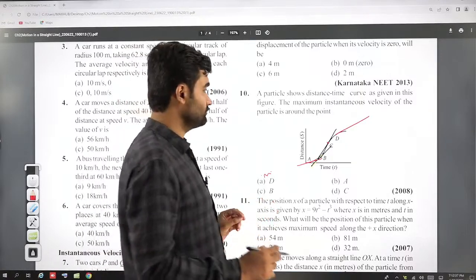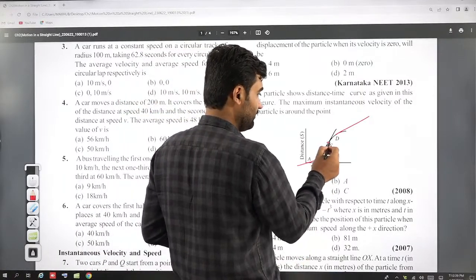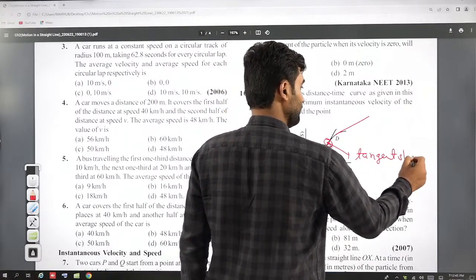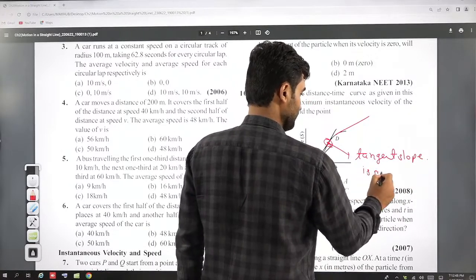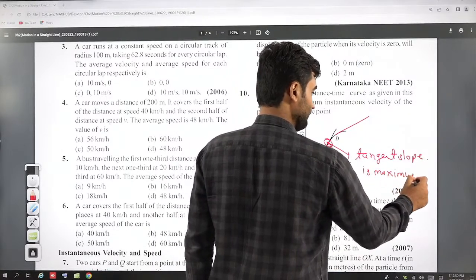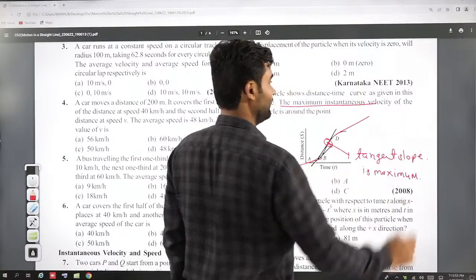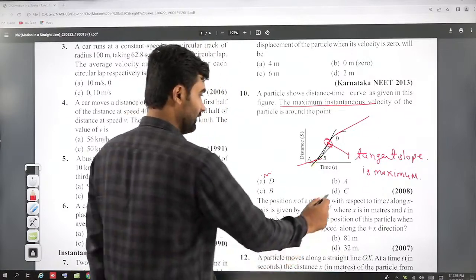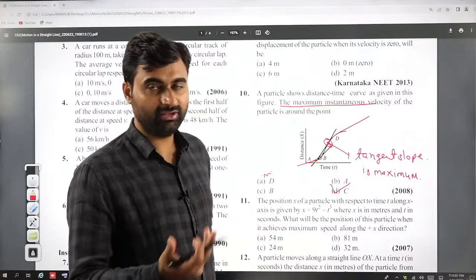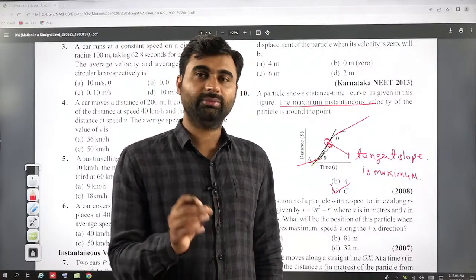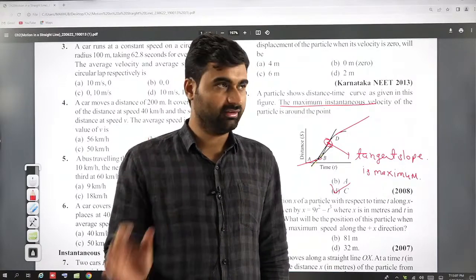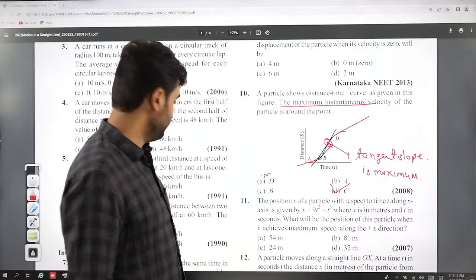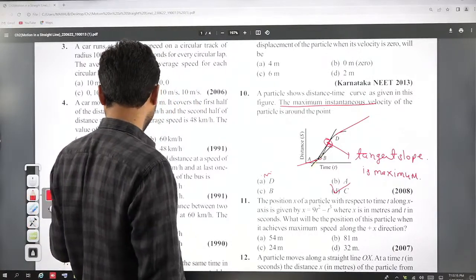You understood? So at C this tangent slope is maximum. If the tangent slope is maximum, then instantaneous velocity is also maximum. Understood? So at C the tangent slope is maximum, therefore velocity is maximum, speed is also maximum, because what is speed? Magnitude of velocity. Is it clear? All of you understood? Okay.